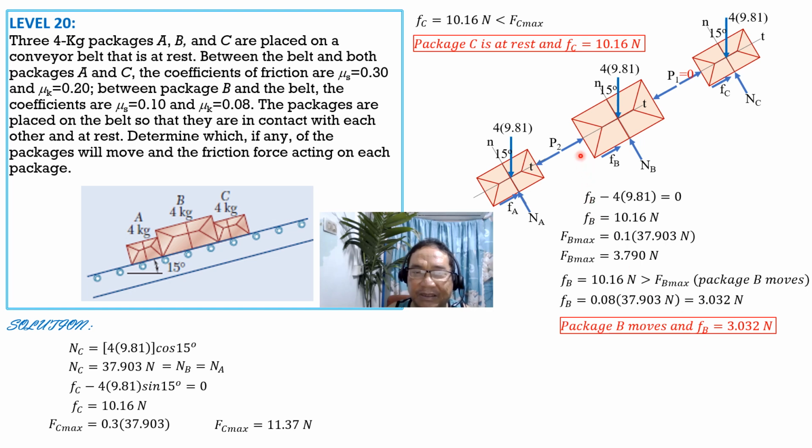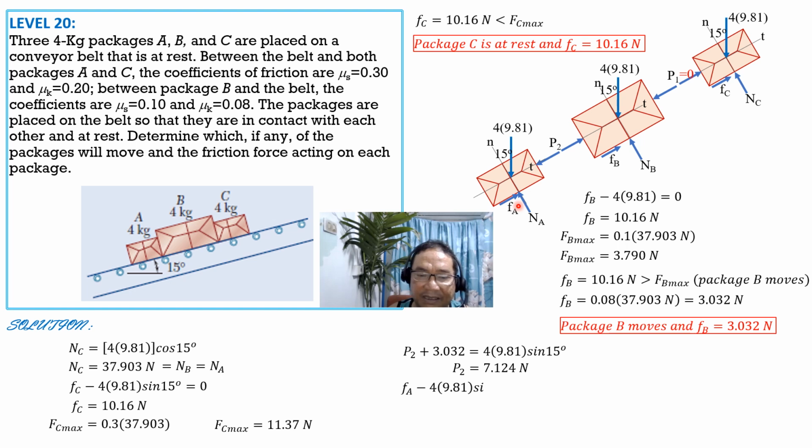Then we solve for P2, which is the force that will be transmitted to package A, because B is moving downward. So summation forces tangential equals 0. So P sub 2 plus FB, which is 3.032, equals 4 times 9.81 sine of 15 degrees. So P sub 2 is equal to 7.124 newtons. Then let's investigate package A from the figure.